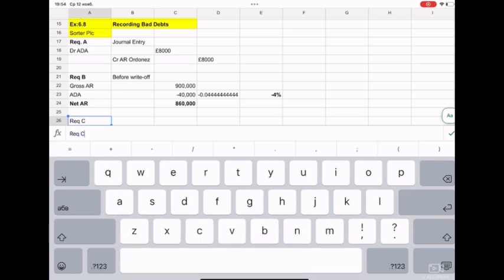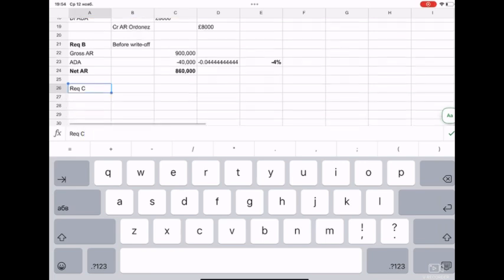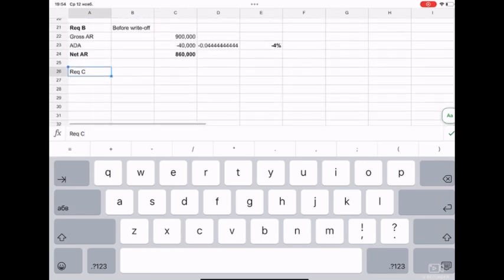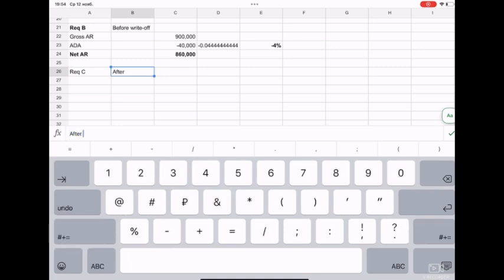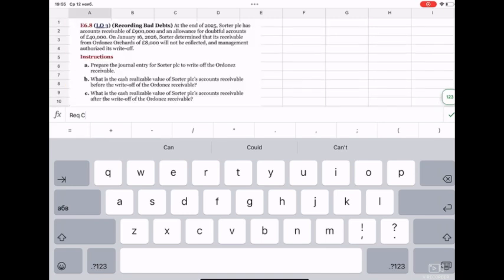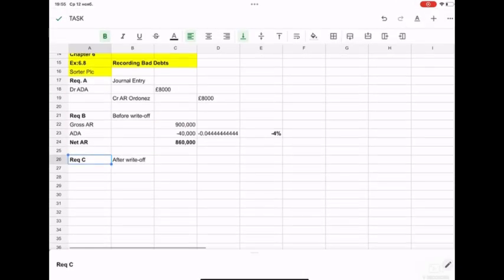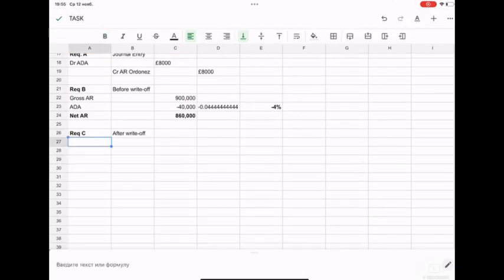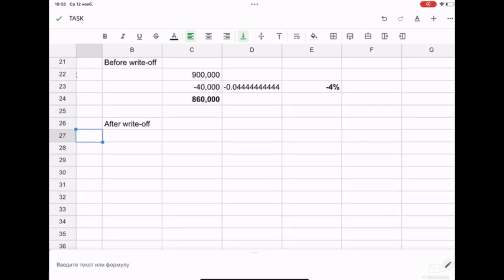I'm sorry if I'm being a little bit slow because I'm not using my laptop now. I'm using an iPad. But on iPad it's also possible. So I'm proving it. Trying new things. After write-off. I love bolding.